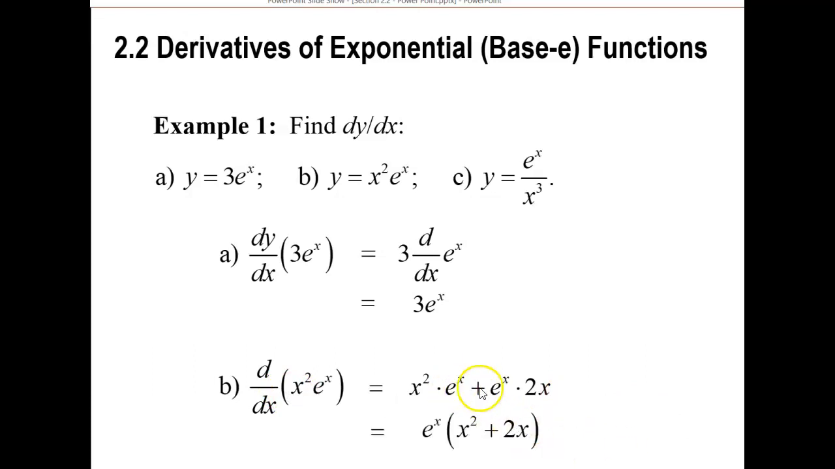There's a common factor between the two terms. Both terms have an e to the x in them. So we're going to factor that out, e to the x. That leaves x squared plus 2x. You could also have factored out an x, and that would have been fine too.